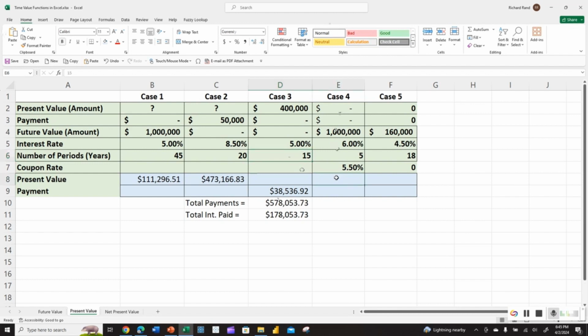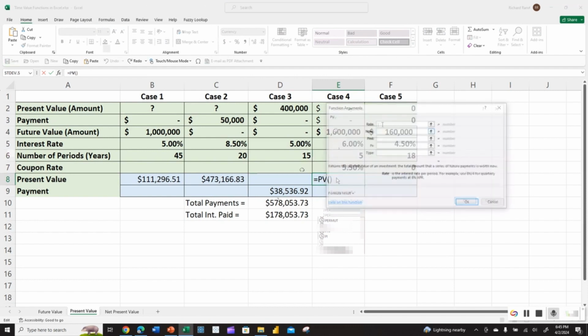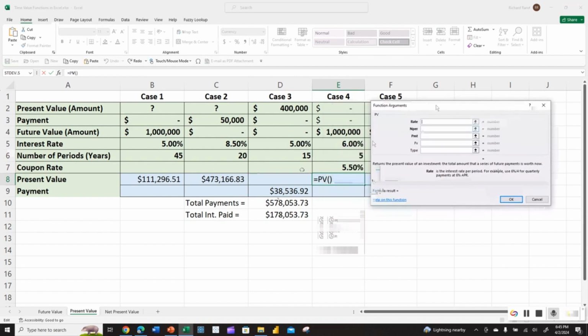This one's kind of interesting. We're going to modify our equation just a little bit. We're going to do present value. We're trying to find the value of this bond. So again, the interest rate is pretty much the same. The interest rate is going to be 5%. That's the market rate. We know that the number of periods is 5. Now the payment is going to be $1 million, which is the face value, times the interest rate, which is 5.5%. And the future value is $1 million.